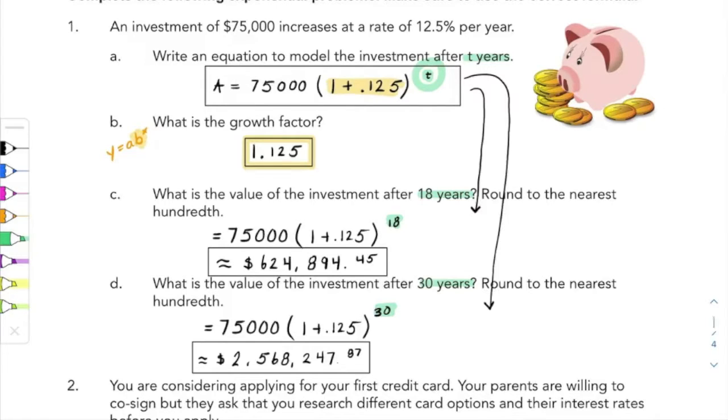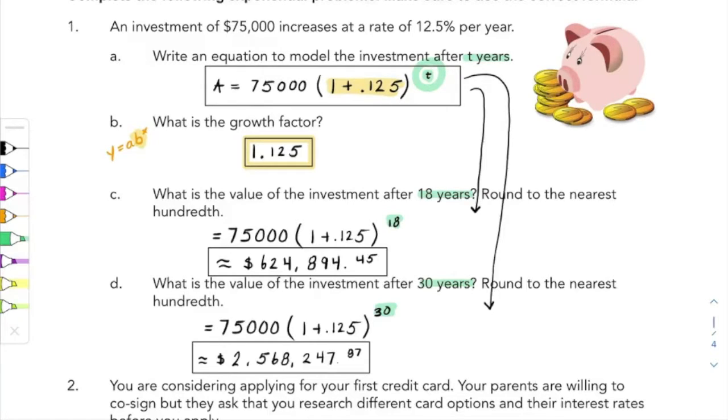Part B asks you to find the growth factor. The growth factor is your B value of the most simplified function. So part A is not as simplified as possible. Therefore, you have to add 1 plus 0.125. When you add that together, you get your single B value of 1.125. That's a growth factor. If it was less than 1, it would be called a decay factor. That's not the case here, but you might see something that asks for the decay factor.